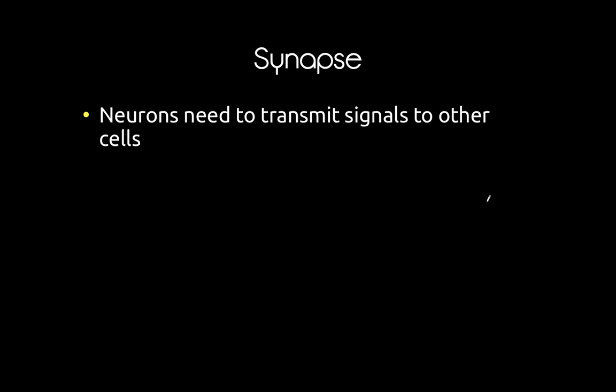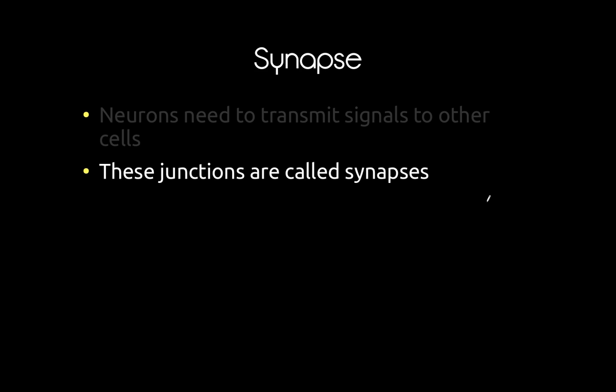Okay, let's talk a little bit about how neurons are going to transmit signals to other cells, which is really going to be one of the fundamental functions of a neuron. If this is going to be some method by which we are passing information around an organism, they really need to get that information outside the neurons and into another cell. And these junctions between the neurons and whatever cell they're passing this on to, whether that's another neuron or a muscle cell or something like that, are going to be called synapses.